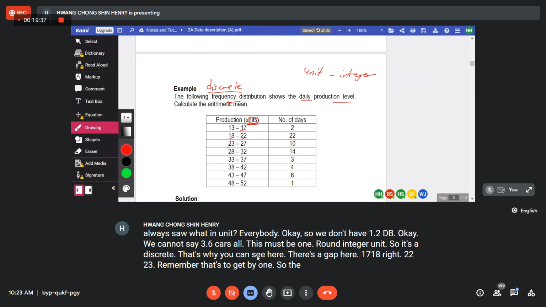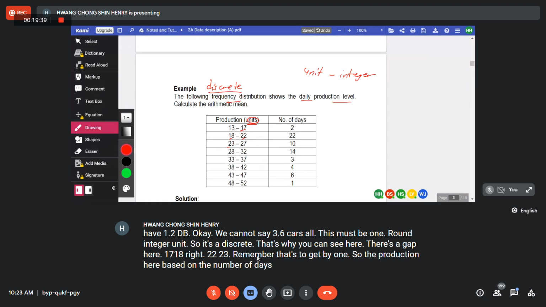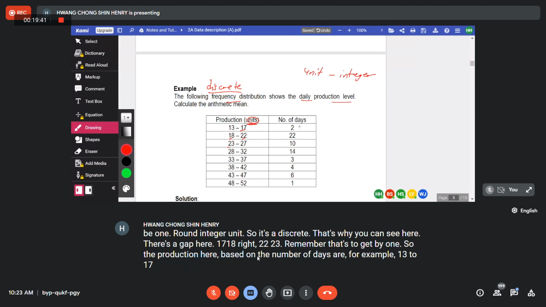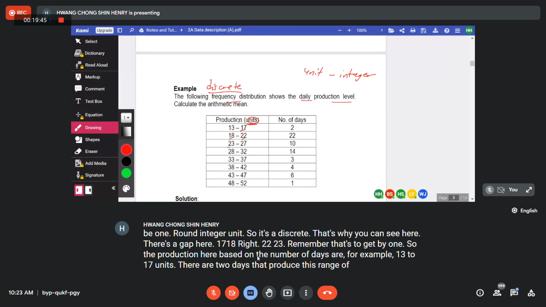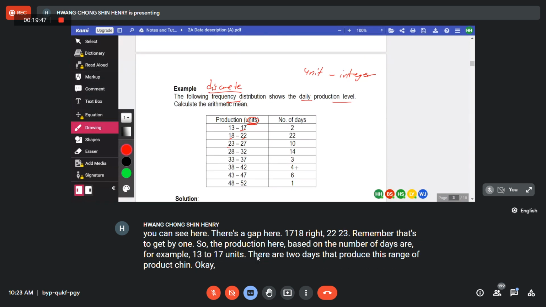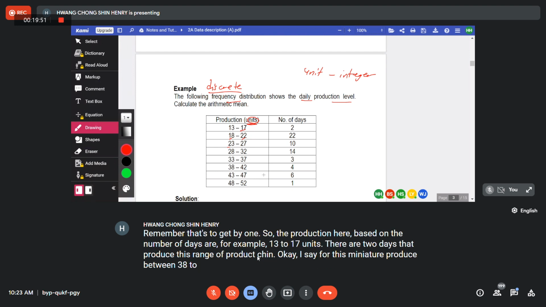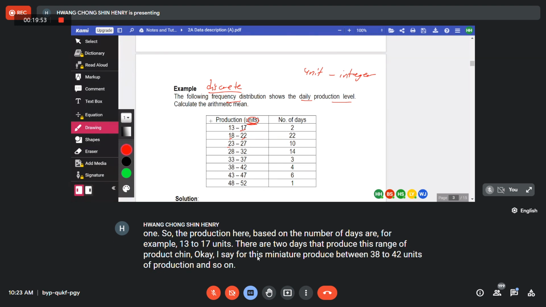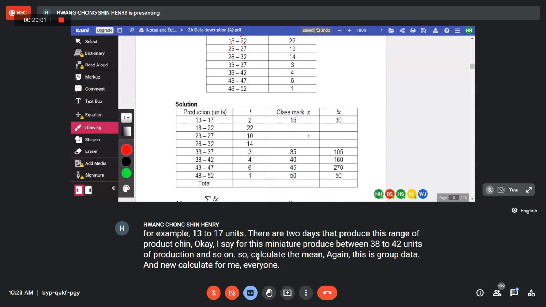So the production here, based on the number of days, for example, 13 to 17 units, there are 2 days that produce this range of production. Okay, let's say 4 days manage to produce between 38 to 42 units of production and so on. So calculate the mean. Again, this is group data. Can you calculate for me, everyone? Do the same.